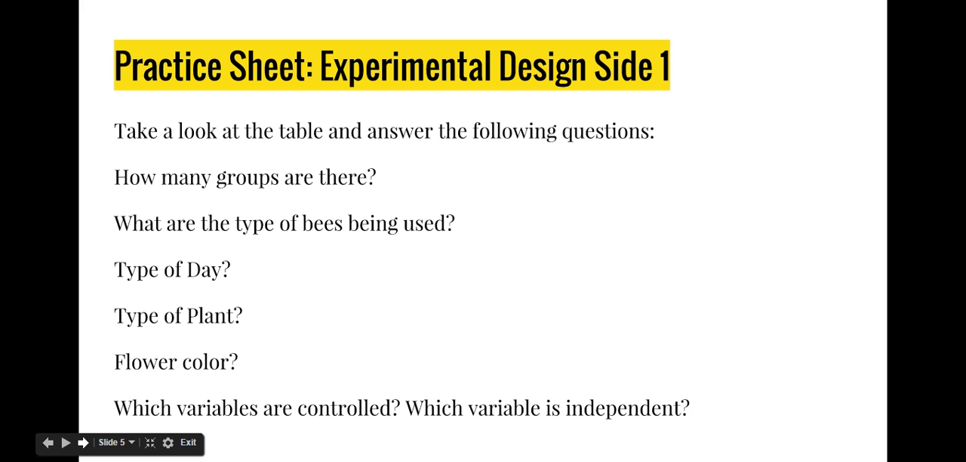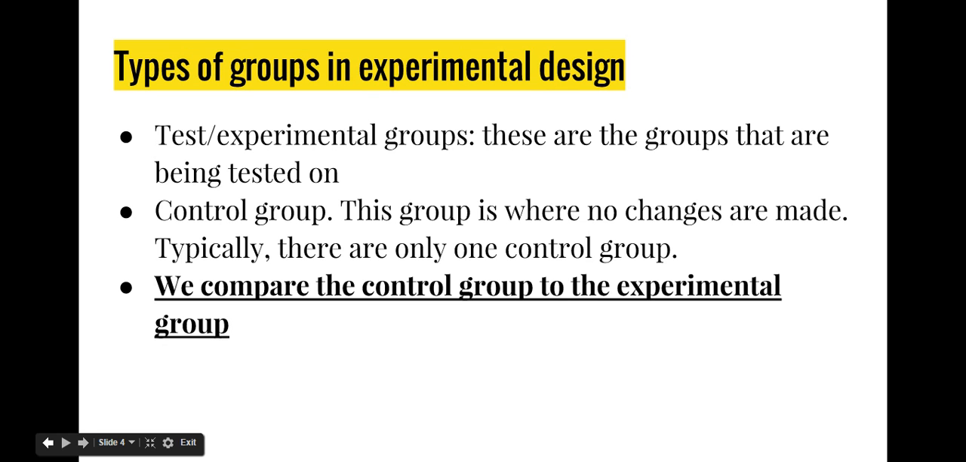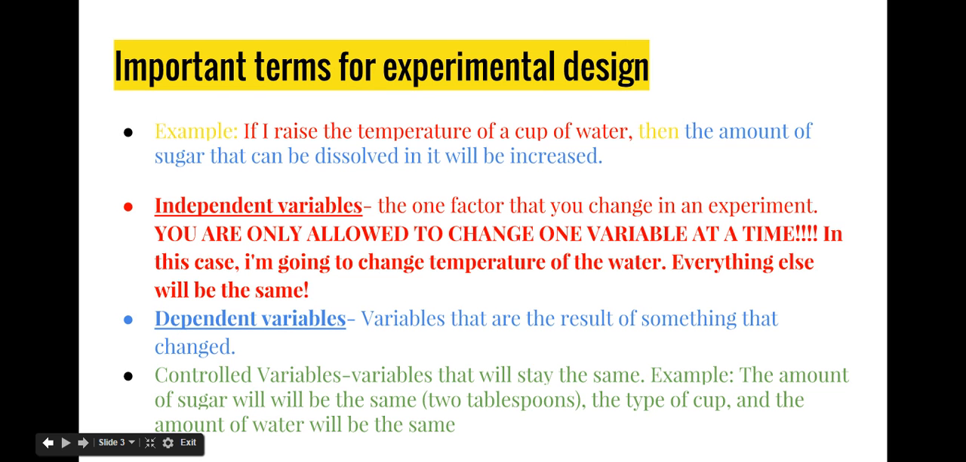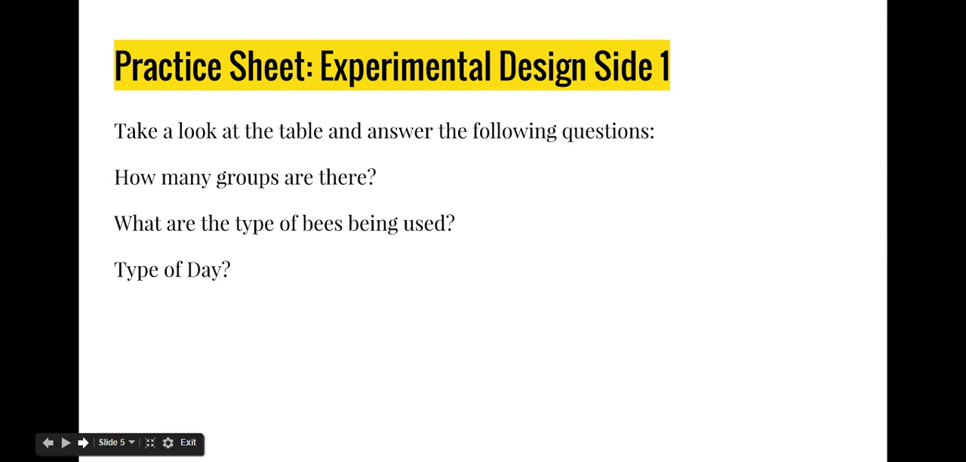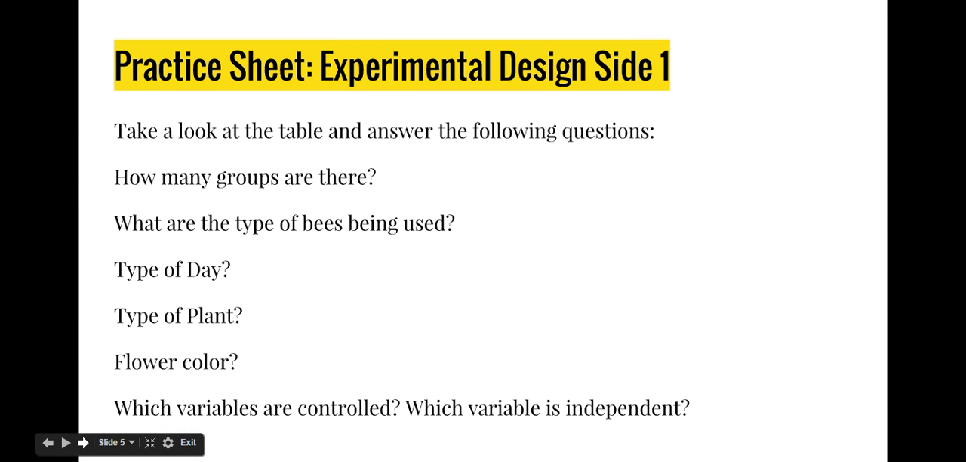All right, last question. Which variables are the controlled variables and which variable is the independent variable? Remember what controlled means. I will go back to that slide so you guys know what I'm talking about. Controlled, remember, these are the variables that will stay the same. And the independent variable in this case is the one that you change. So which variable is the independent variable and which variables are the controlled variables? All right, talk to your table about that. Please pause the video and let them discuss it.